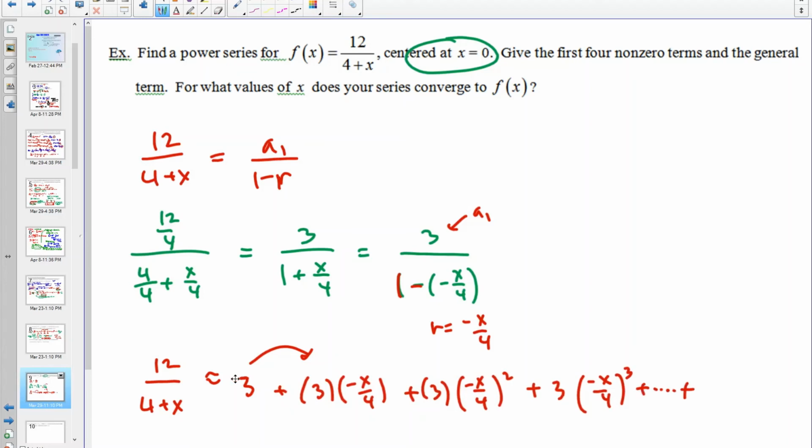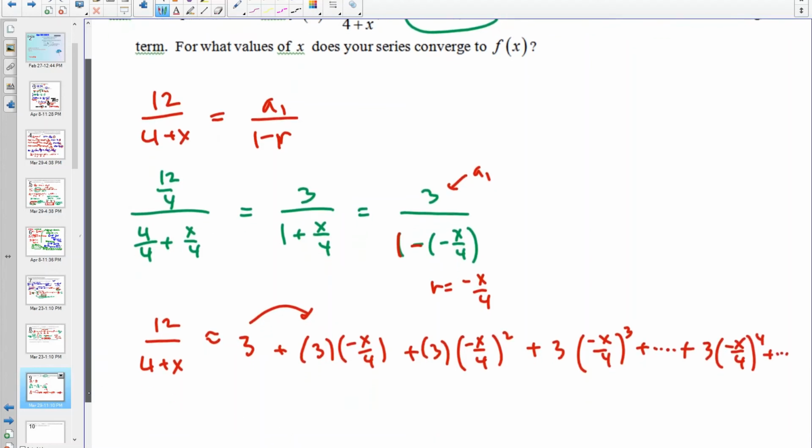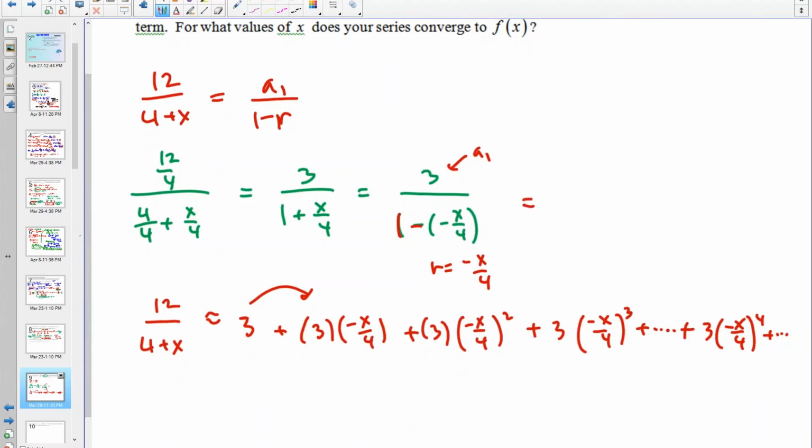And if I get the general term here, this would be 3 times negative x over 4 raised to the n. I could also have found the general term by saying the summation of a1 r to the n, as n equals 0 to infinity. My a1 here was 3, and my r was negative x over 4, so the summation of 3 times negative x over 4 raised to the n, as n goes from 0 to infinity.